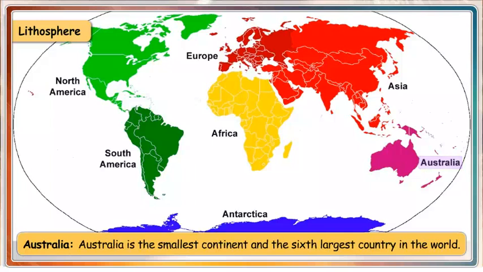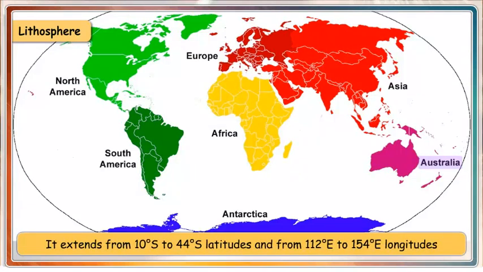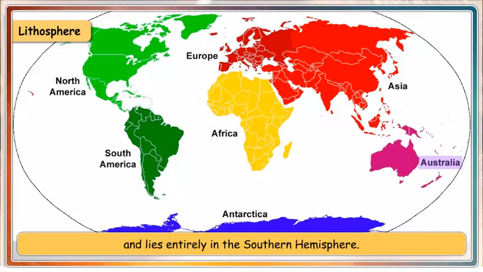Australia. Australia is the smallest continent and the 6th largest country in the world. It extends from 10 degrees south to 44 degrees south latitudes and from 112 degrees east to 154 degrees east longitudes, and lies entirely in the southern hemisphere.